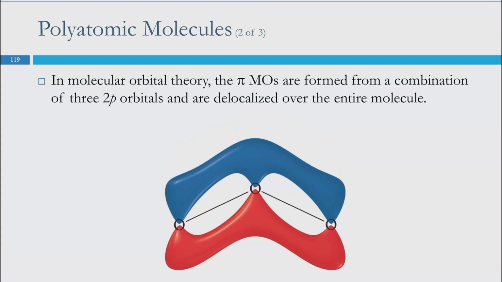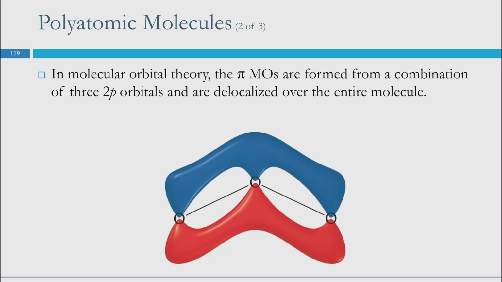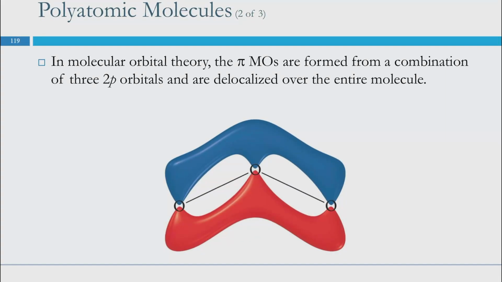However, in molecular orbital theory, the pi MOs would be formed from a combination of 3 2p orbitals, and we would end up with a bond order of 1.5 for them, since we're considering the entire molecule rather than just looking at the central oxygen for its molecular orbital theory. So we'd have a bunch of boxes.